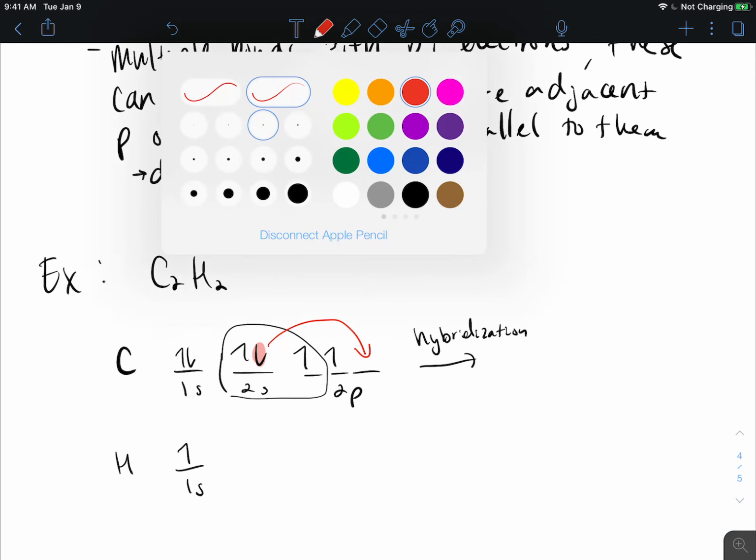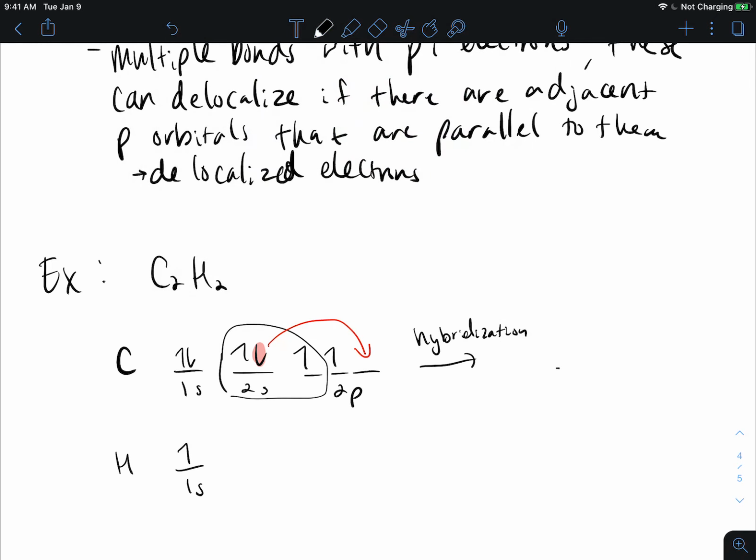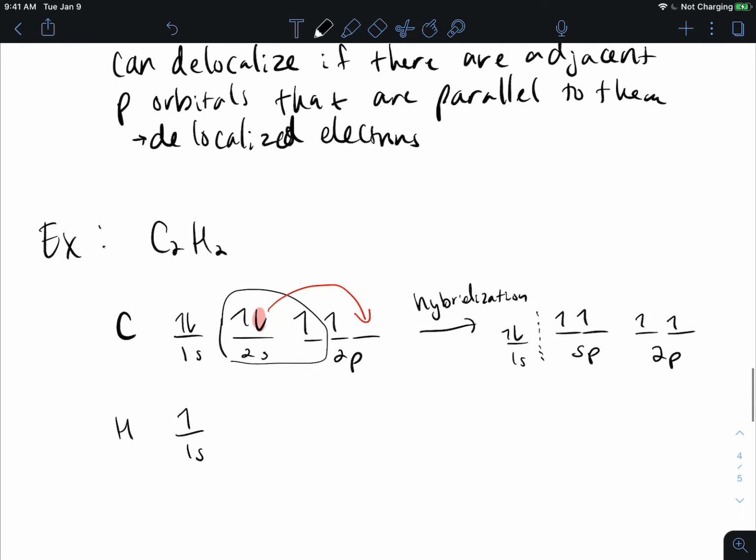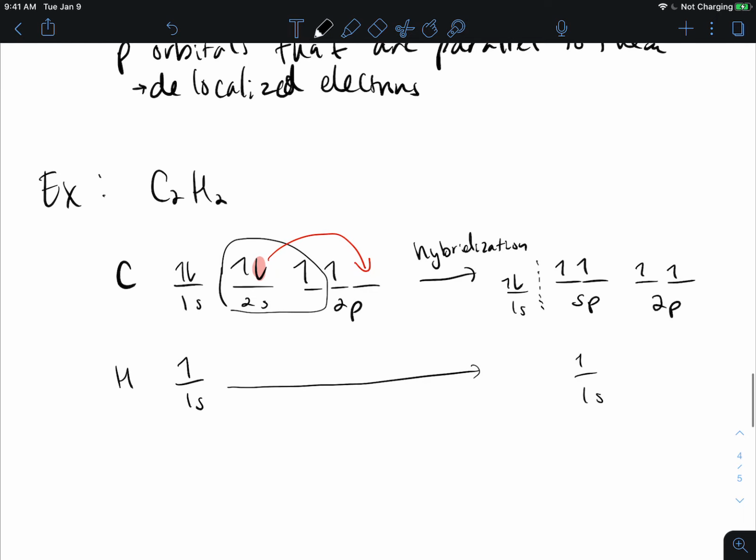So through hybridization, we will produce 2 orbitals that are sp hybridized, and we'll still have those 2p orbitals right there. And all of them will have unpaired electrons. We'll still, of course, have that 1s in there. It's core, so it's not going to do anything. And our hydrogen doesn't do anything. It just stays as 1s. It already has that 1 electron that's in an orbital. It's good to go.